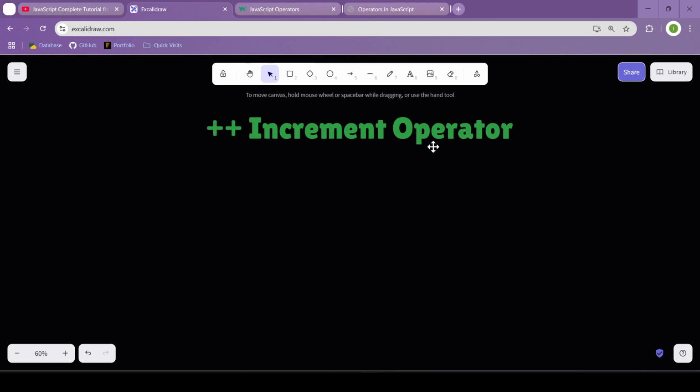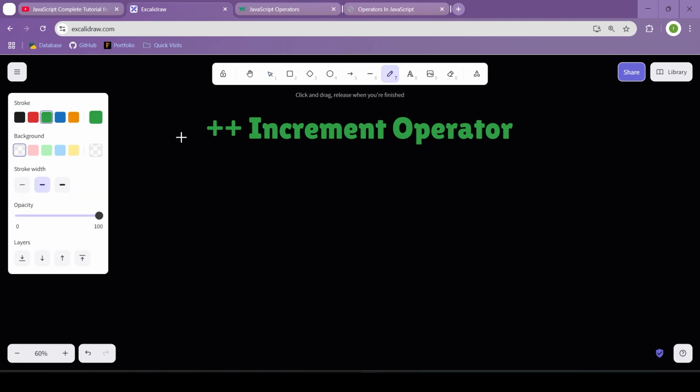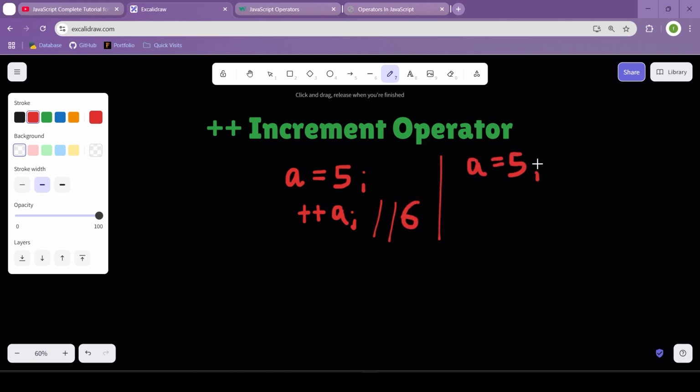So this is simply called your increment operator. And what it does, it simply increments any value by 1. So if you have A as 5, and if you increment this, let's say if you do plus plus A, your value will get incremented to 6. Or if you do simply A plus plus, so this time again, your value would be simply 6.